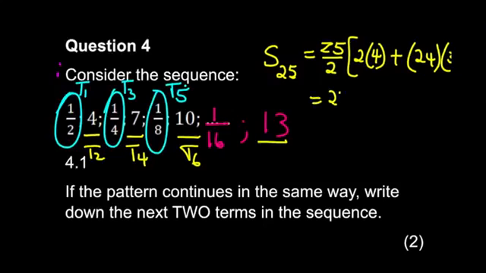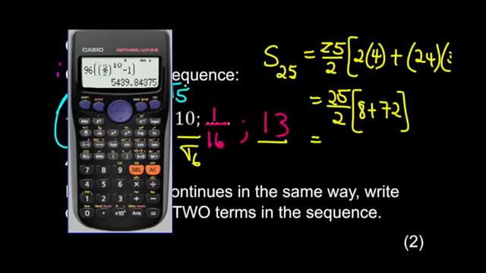So that would be 25 over 2 into 8 plus 72. So that's in total 25 divided by 2 times 80. And that would give us, oh dear, we got in 2 times there. Okay, 25 divided by 2 times 80. It would be 1,000.